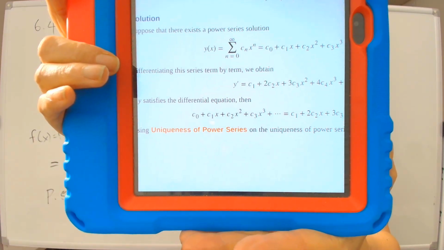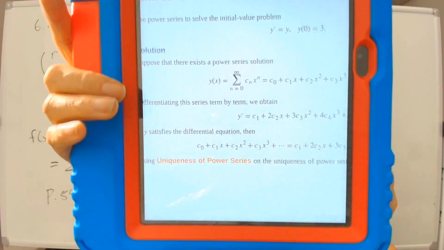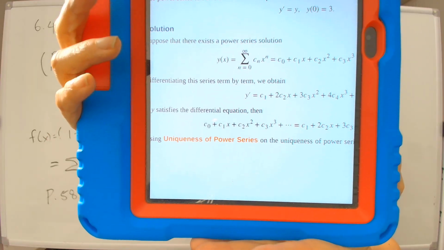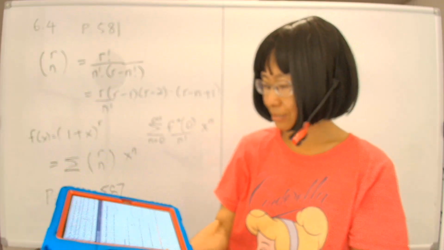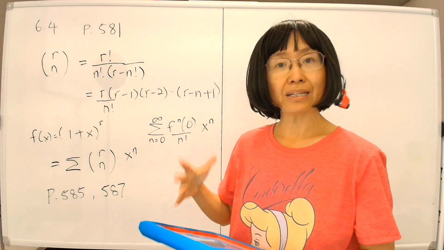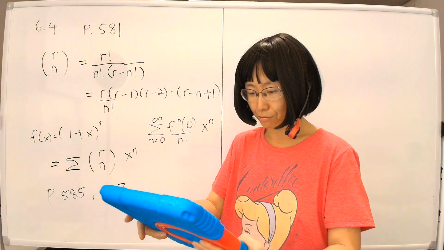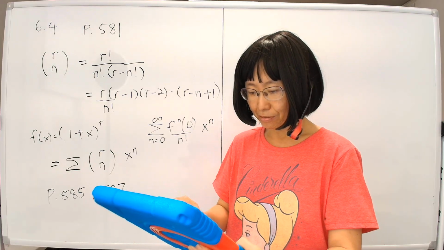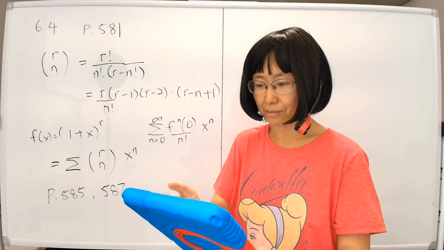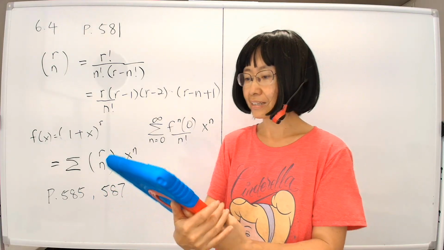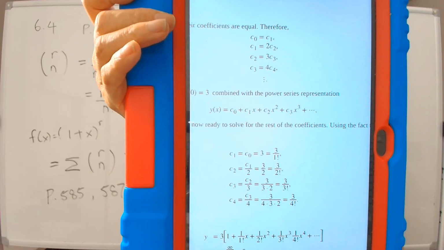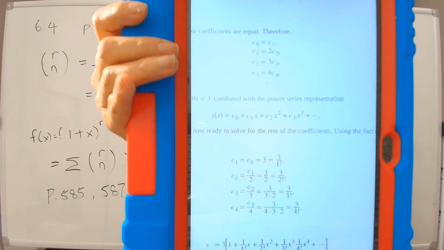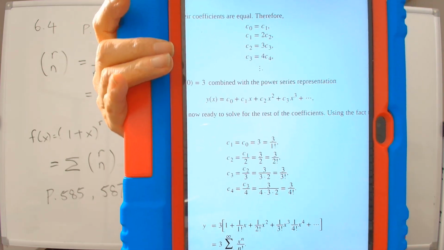So we got this far, and then what we're going to do is apply that equation where y prime equals y and set the two things to be equal. At that point, with the initial condition y(0) equals 3, you're going to be able to figure out what each of these terms are. Look at the next page, where you figure out they are term by term identical. So C0 equals C1, C1 equals C2, etc.